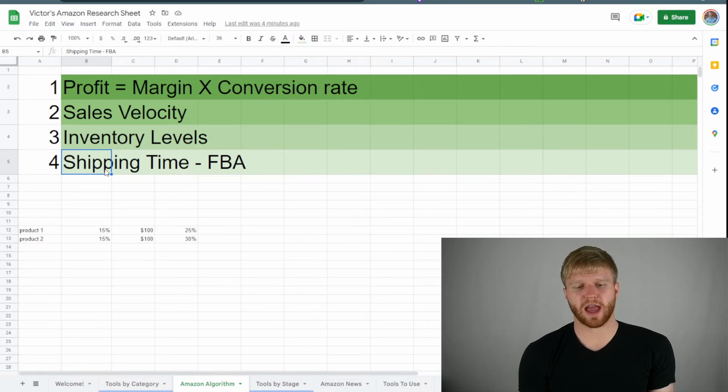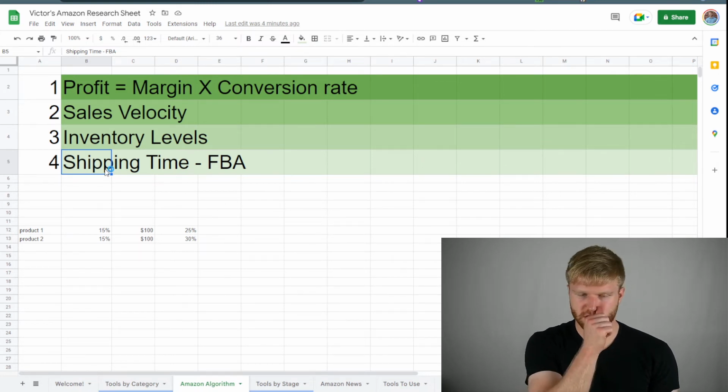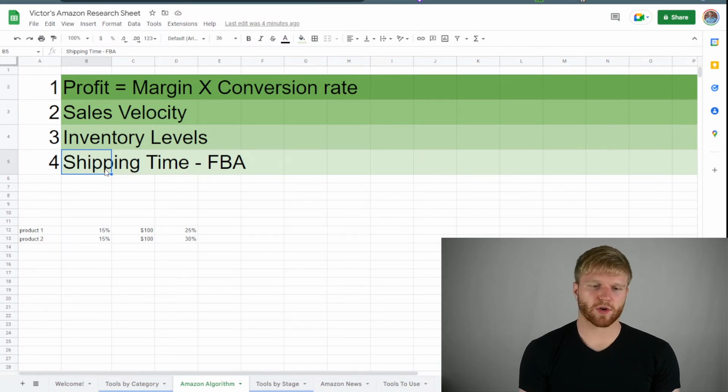So being FBA, fulfilled by Amazon, where Amazon's fulfilling your stuff, you'll see a dramatic increase in sales, at least more than 50%. And usually we see more than that, to be honest. So being FBA is very important. If you want to scale sales velocity and conversion rate, things like that, that will give you more of that as well. So just keep that in mind.